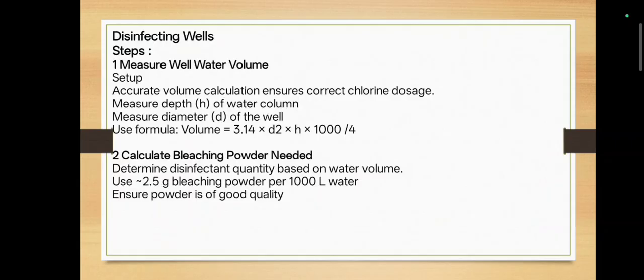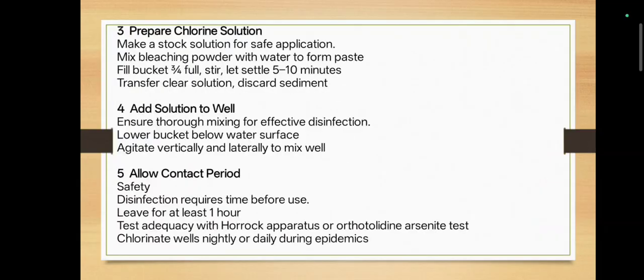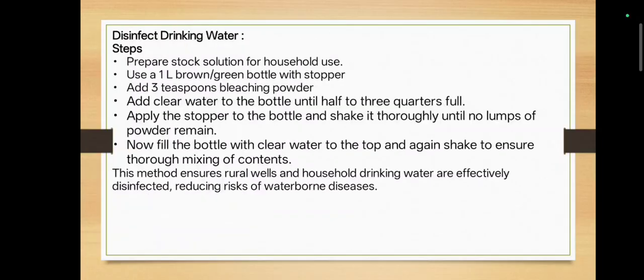Disinfecting wells and drinking water. Disinfection involves calculating the water volume of the well by the given formula, then calculating the bleaching powder needed. After that, preparing the chlorine solution and mixing it thoroughly in the well. A contact period of at least 1 hour ensures safety. For household drinking water, bleaching powder can be used to prepare stock solutions, reducing the risk of waterborne diseases such as cholera and typhoid.